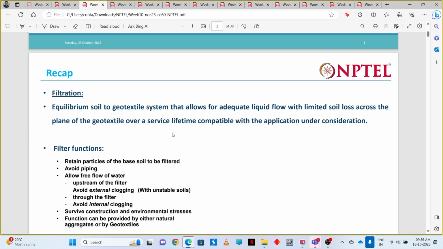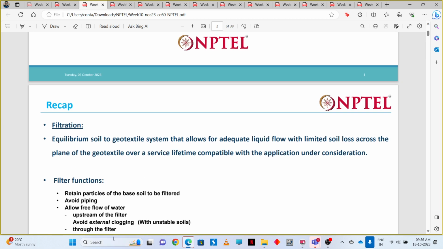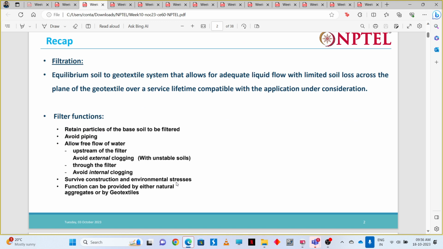So what is filtration? Filtration means providing a barrier to soil, stopping it from passing, but allowing water to pass through it. It should act as a sieve, right? It should not allow soil to pass through it, but it should allow water to pass through it. So that is what filtration is. What is the purpose of filtration? Filtration prevents piping of the soil and the loss of soil particles, and it helps the easy passage of water through it.